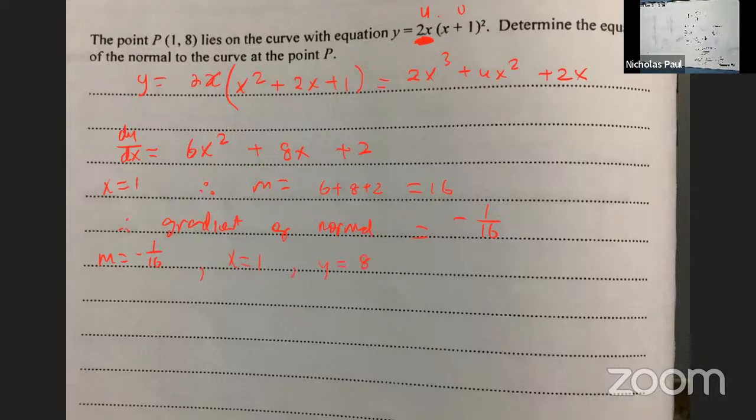Remember, I told you not all the time they'll give you the point. If they give you the x value, you've got to be able to get the y value. All right. So therefore, you'll have y minus 8 is equal to minus 1 on 16 times (x minus 1). That's okay? Then you multiply it out. So you'll get y is minus 1 on 16 x plus 1 on 16 plus 8.